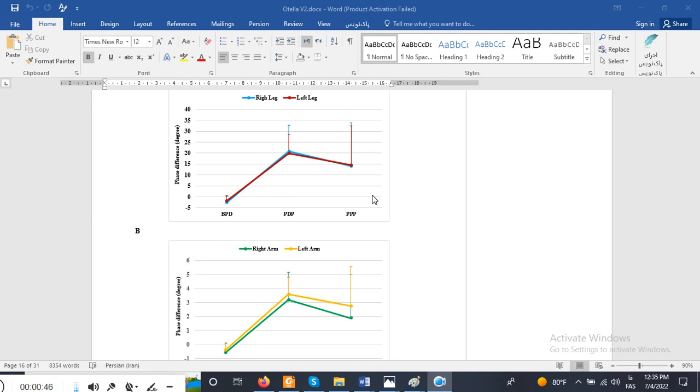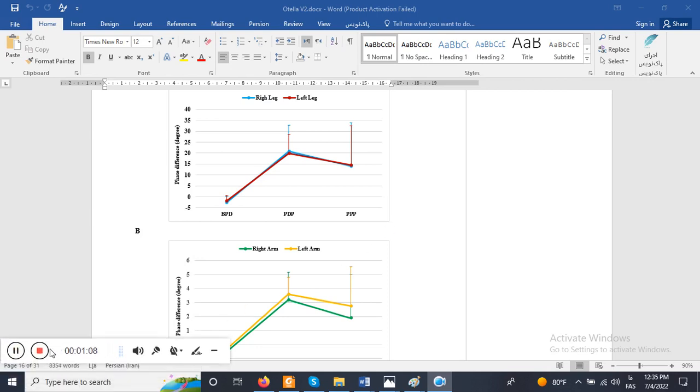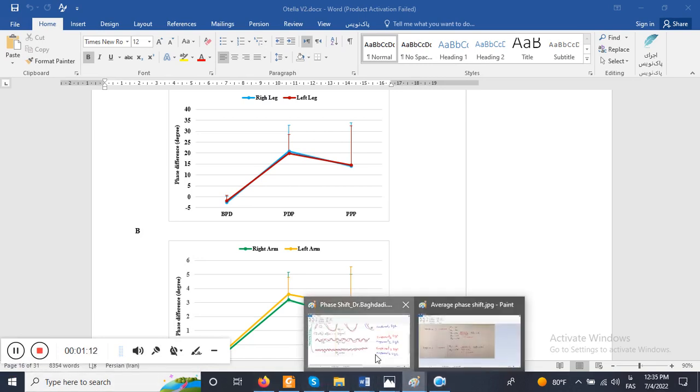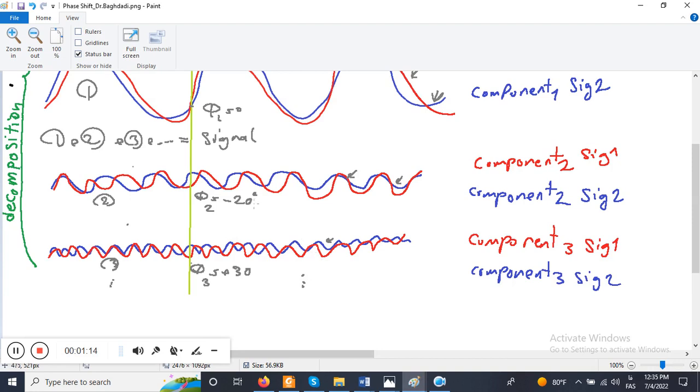However, we suggested that there was no significant difference between phase shifts of four limbs. This result seems to be a bit confusing. The reason that we observe this difference between legs and hands is related to the Hilbert transformation algorithm and how it calculates phase shift.